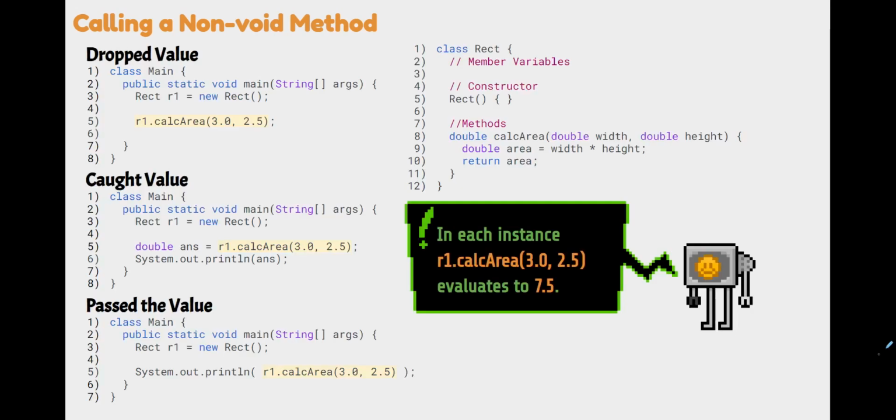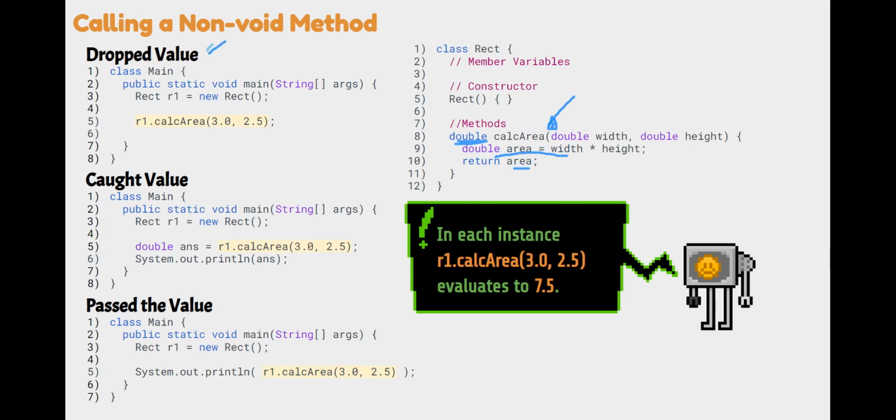So on the right-hand side, we have our class Rect. It has one method, calculate area, which accepts a double length and a double width. Now this is a non-void method because it has a return type of double in the front. It doesn't say void anymore. So it's going to accept two doubles and give one double back. A non-void method can only return one value. So it's going to calculate that area, and then it's going to return that area back.